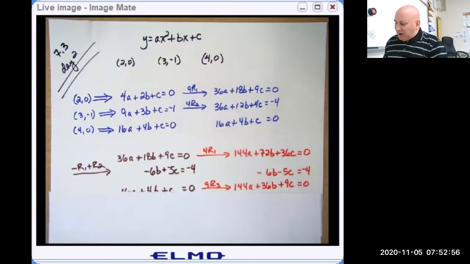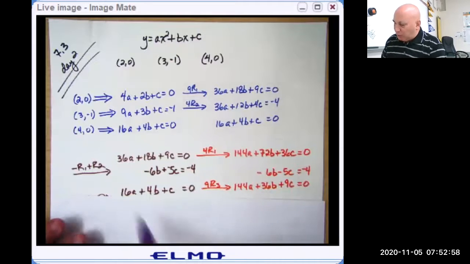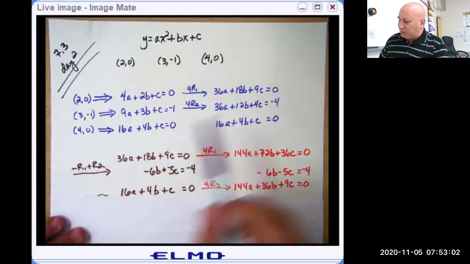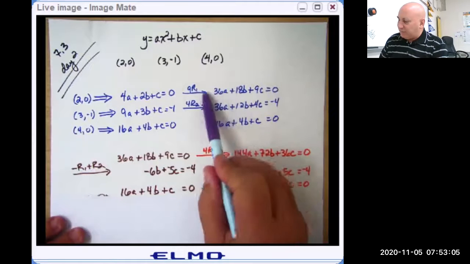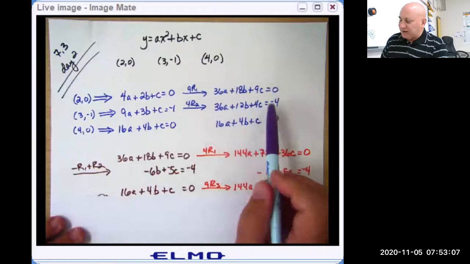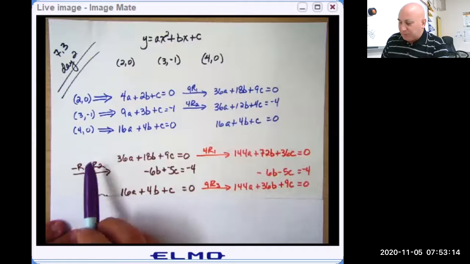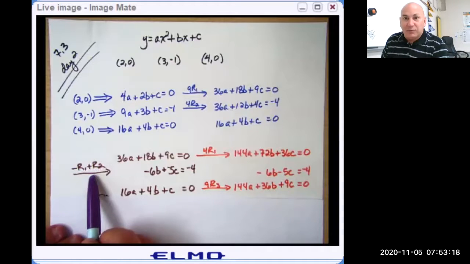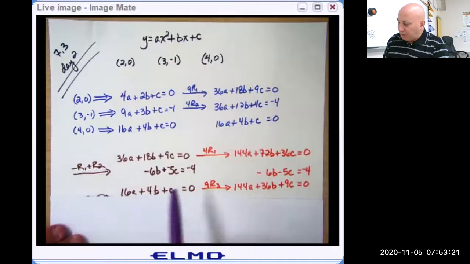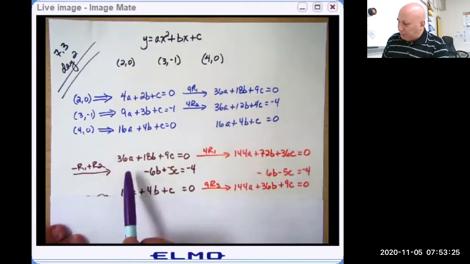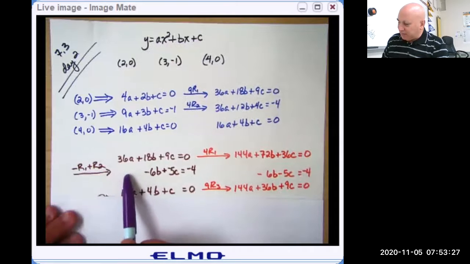And then I'm going to replace row 2 with negative row 1 plus row 2. So I'm going to take the negative of the first row plus the second row. Remember, you cannot ever have a minus row 2 here or plus a 3 row 2. It always must be plus row 2 if you're replacing row 2. And when we take negative row 1 plus row 2, we've eliminated that position.